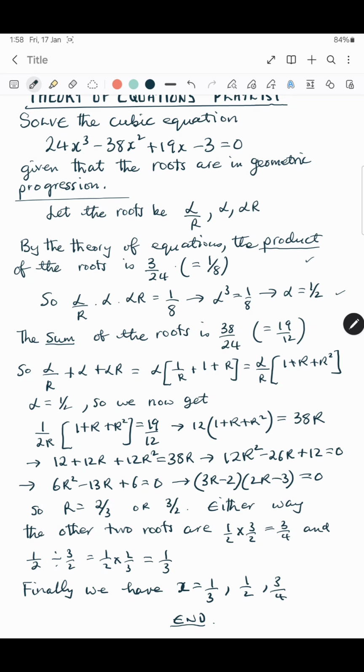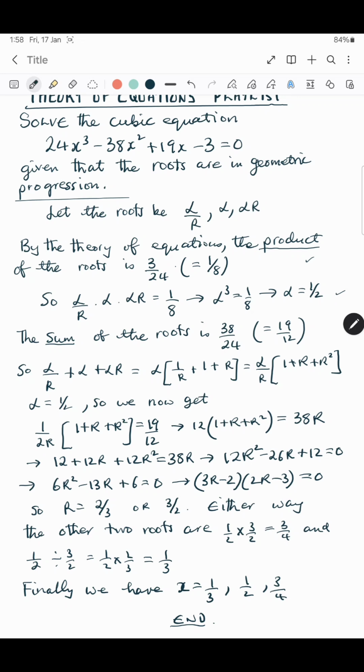So we're nearly there. Now, the sum of the roots is plus 38 over 24, which can be cancelled down to 19 over 12. So adding the three roots together, alpha over r plus alpha plus alpha r. There's a common factor alpha, which has been taken out, and inside the bracket you have 1 over r plus 1 plus r. And then continuing with that, that will be alpha over r, times 1 plus r squared. That step should be quite easy to understand.